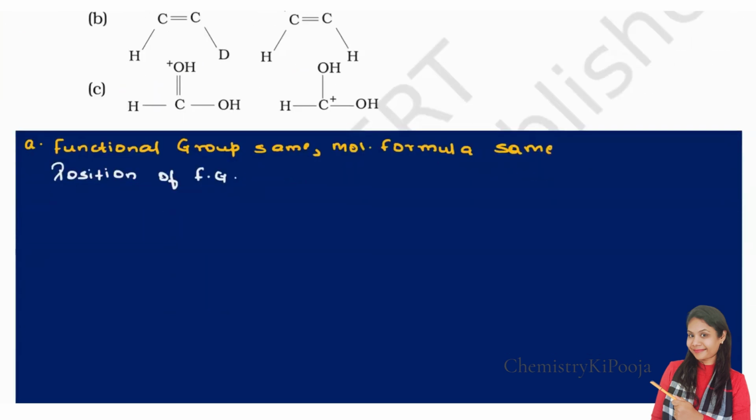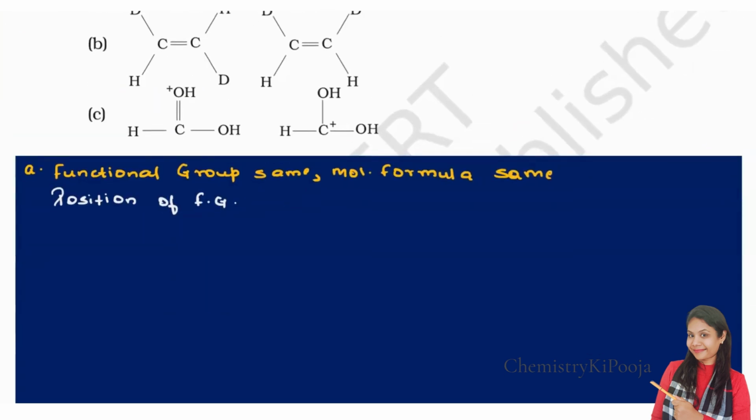Now coming to the next one, B. Over here, I can see there is a C double bond C, that means there is a presence of a carbon double bond carbon. If I carefully look into the groups present on the sides of the double bond, here we have deuterium and hydrogen, and on the other side, hydrogen and deuterium.